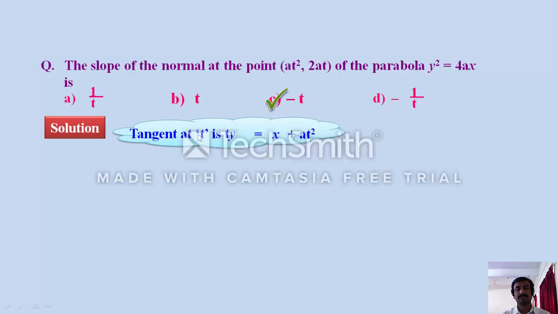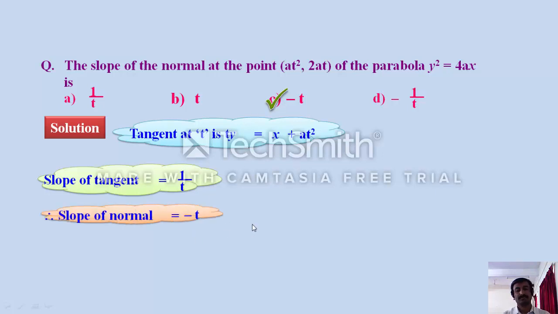Now let us see how we got the answer. Tangent at t is ty equal to x plus at square. Remember directly, tangent at t is always given by ty equal to x plus at square. Now look at this, the slope of the tangent in this case is always given by 1 by t. When the slope of the tangent is 1 by t, obviously the slope of the normal is given by minus t.